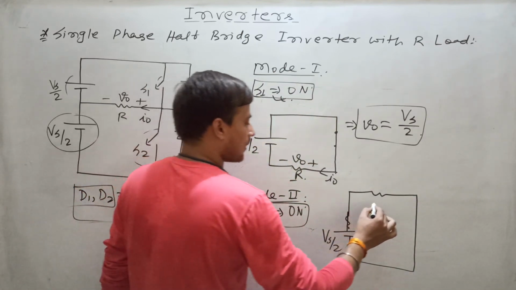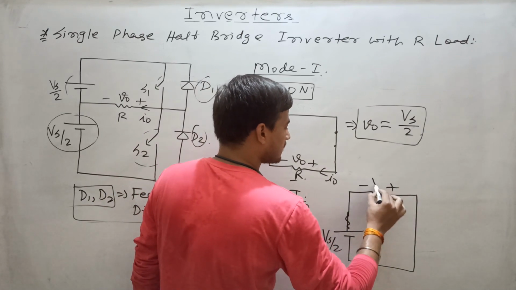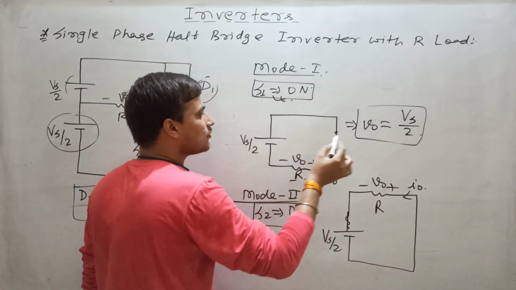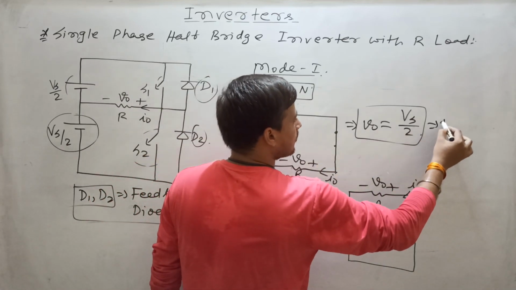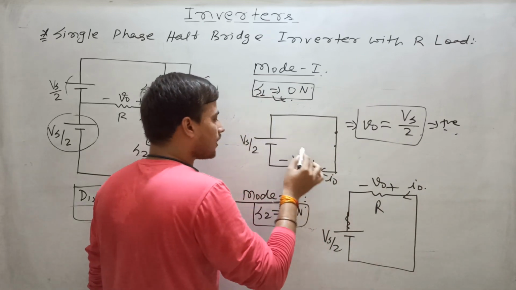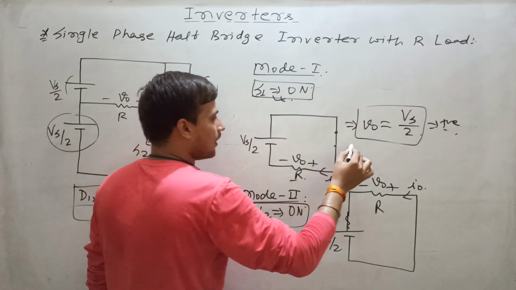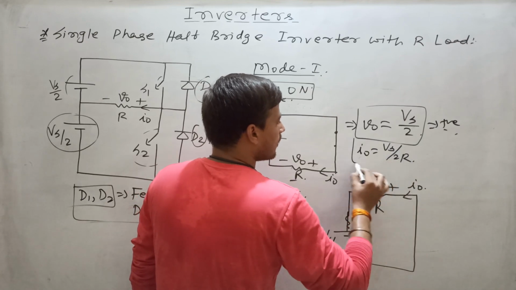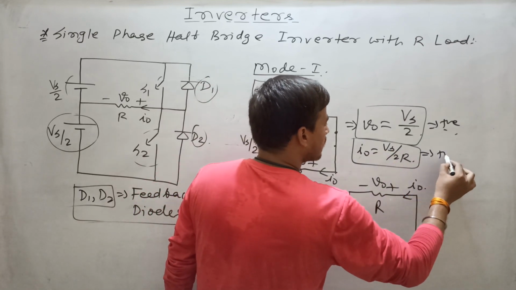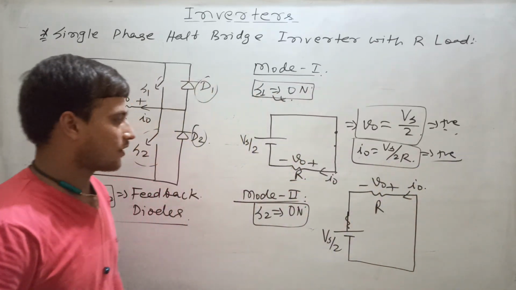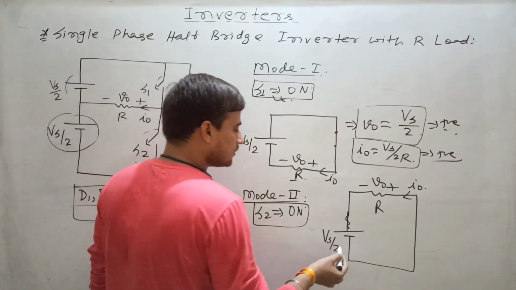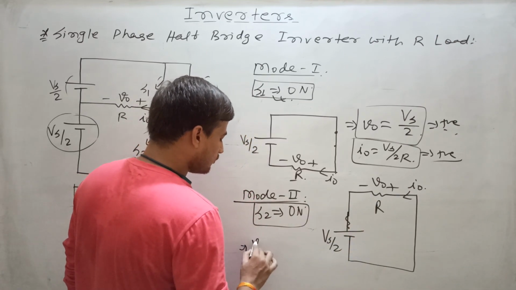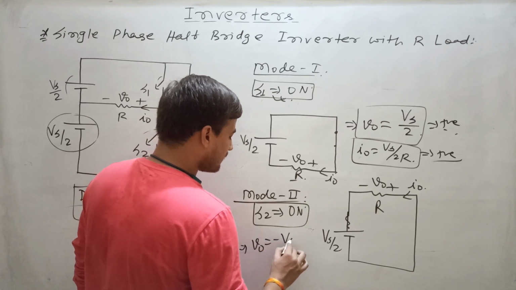This is R. You know the reference direction of voltage as V0. Current is I0. Clear? So here what did you see? Current is also coming positive, and current I0 is equal to Vs by 2R. This is Vs by 2R. Clear? Now here, minus Vs by 2 minus V0 equal to 0. That means you get V0 equal to minus Vs by 2.